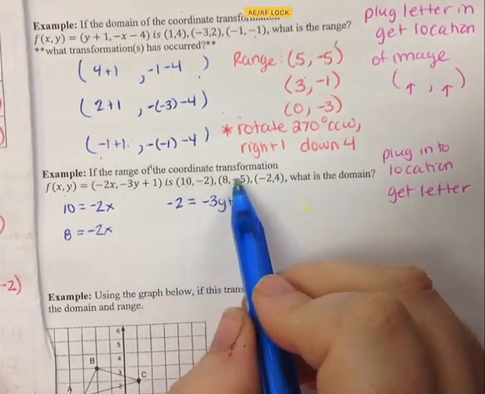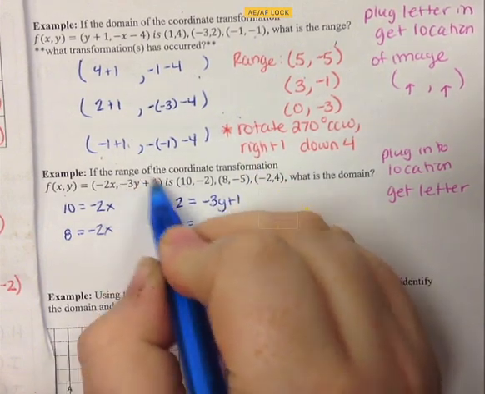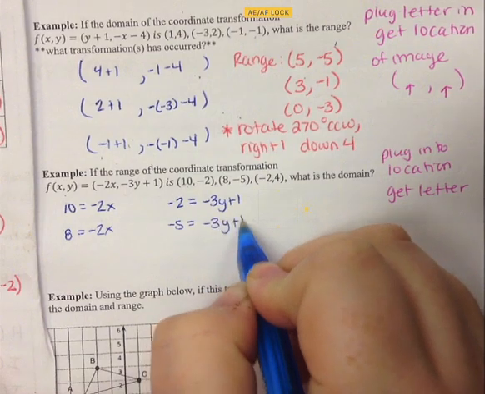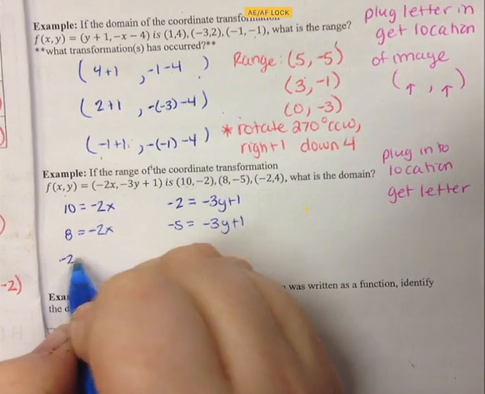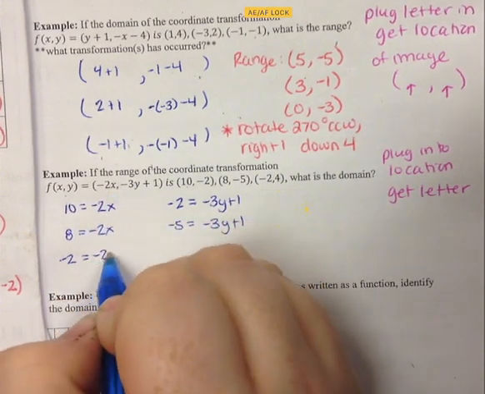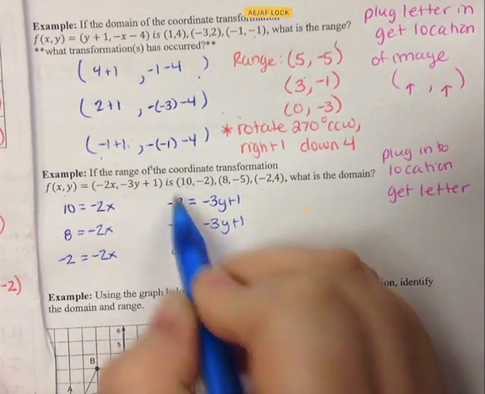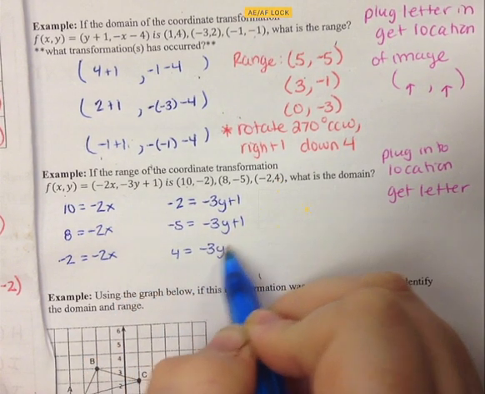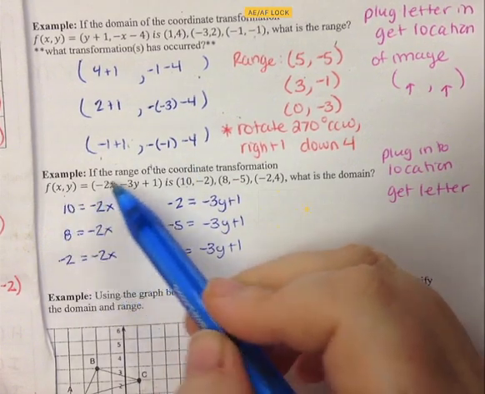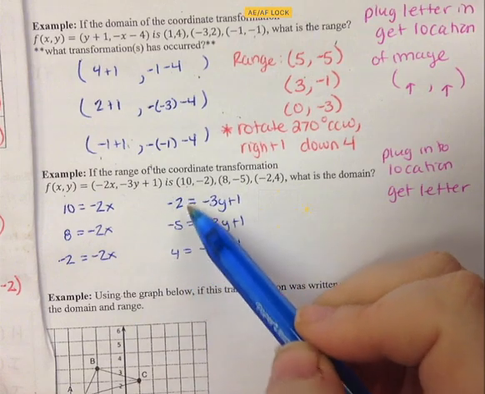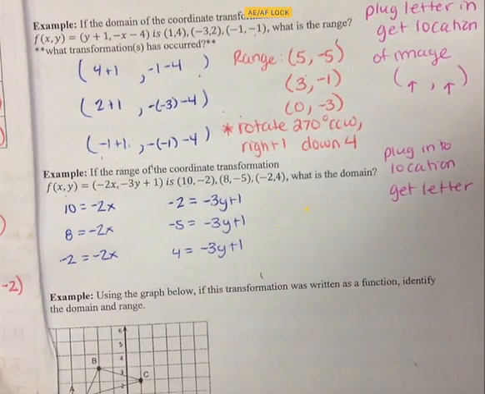So then again, with the 8, we have the negative 5 in the back. So we have negative 5 is equal to the back location, which is negative 3y plus 1. And then our third coordinate, your front location is negative 2, equals the front location of negative 2x. Then the back location, 4, is equal to the back location of negative 3y plus 1. So all of these are the front locations, so they're equal to the same thing. All of these numbers are the back location, and they're equal to the same thing. So now we just solve for each individual one.